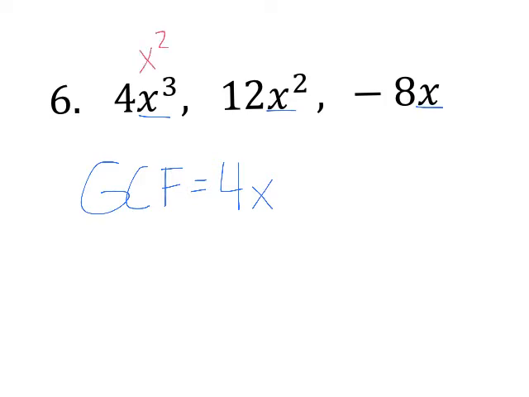What about 12x squared if I take out 4x? Well, 12, remember, I'm dividing it out. So it's 12 divided by 4? 3. And what's x squared divided by x? Just an x, right? So 3x would be left there. And then what about negative 8x divided by 4x? Negative 8 divided by 4 is negative 2. And what's x divided by x? Nothing. Okay?